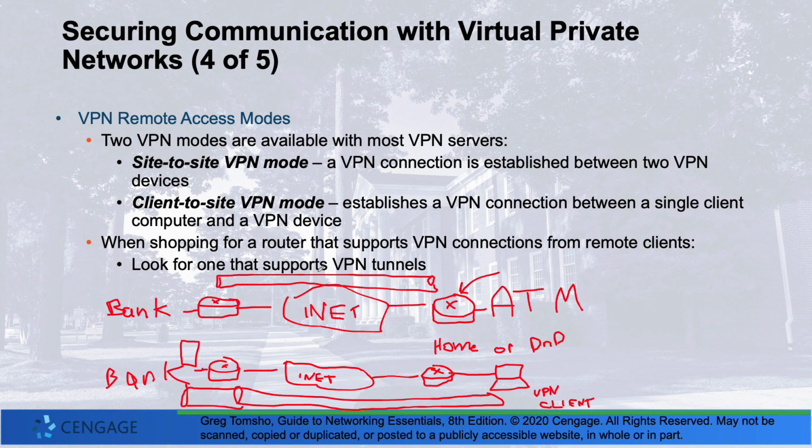All right. When you're shopping for a router that supports VPN connections for remote clients, look for one that supports VPN tunnels. So that if your business ever wants to turn on work from home, they can. If you don't have a router that supports VPNs or a device that supports VPNs, you're really taking a risk by allowing your employees to dial in from home. Because, like I said, everything over the internet can be monitored.